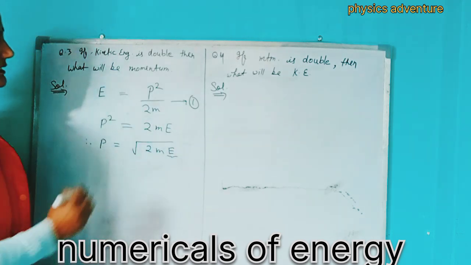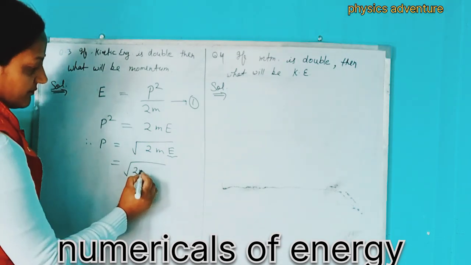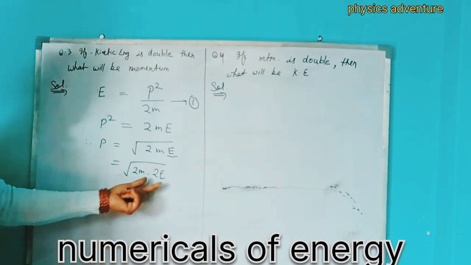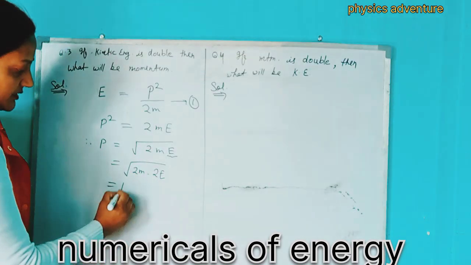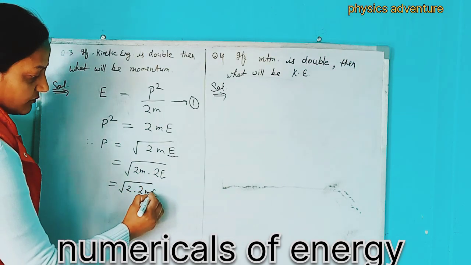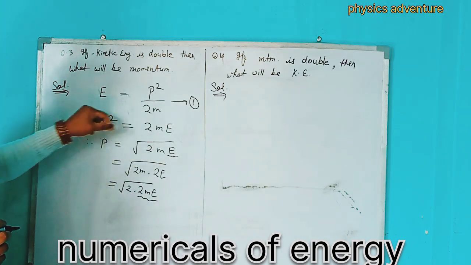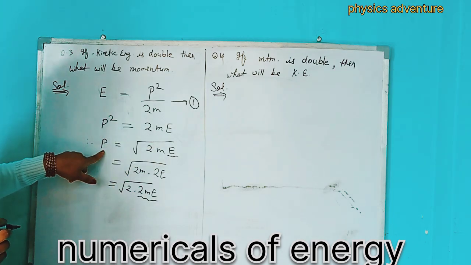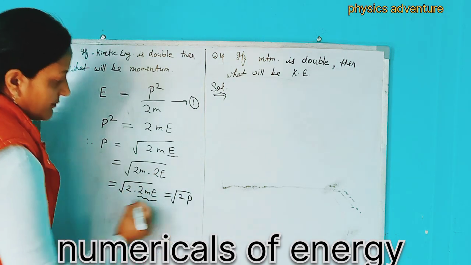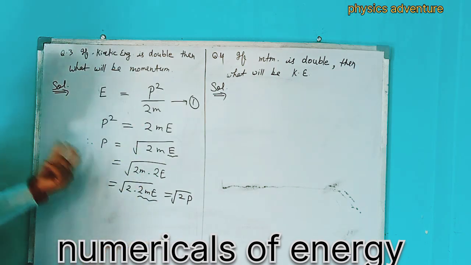So if E, kinetic energy, is doubled, then put 2E here, because kinetic energy is doubled. This will become root of 2 into 2mE. What is this 2mE? 2mE is nothing but the initial P, the linear momentum squared. So we can write root 2 P. P is nothing but the initial value. So we can find it by this method.